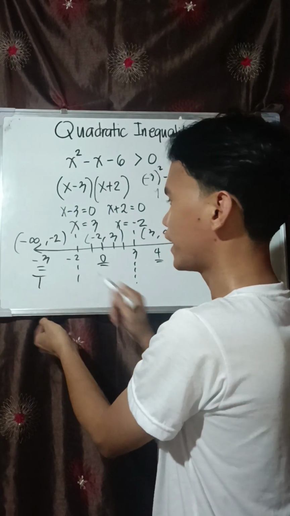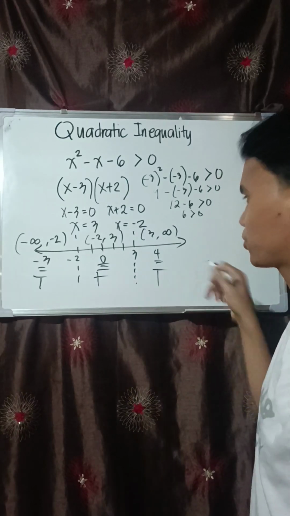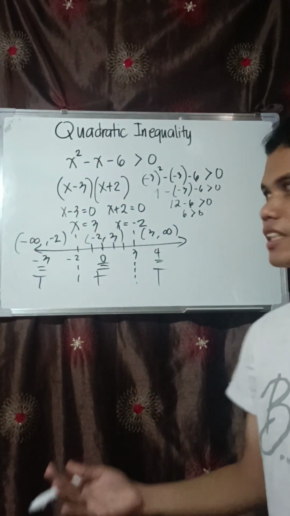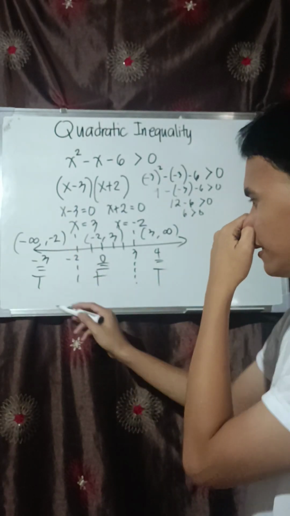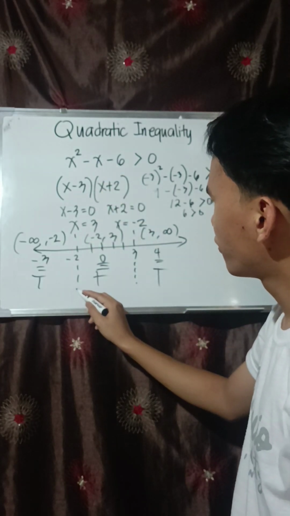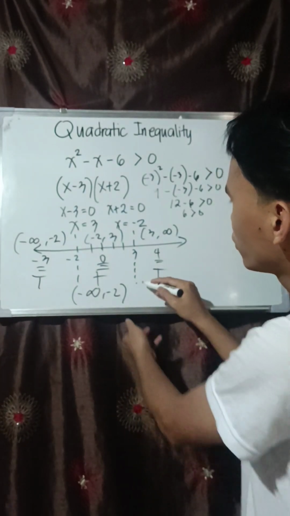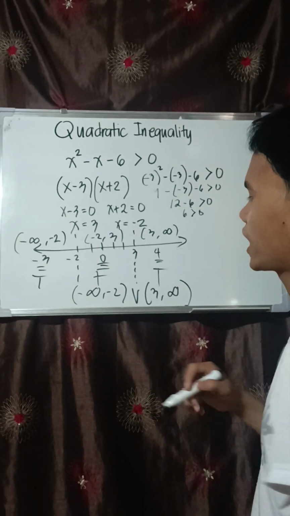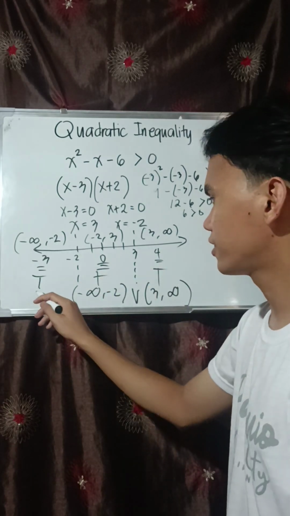We can say, if this is true, this is false, and this is also true in a quadratic inequality. Automatic yan. So, therefore, our solution set, our answer here, is from negative infinity to negative 2, union 3 to positive infinity. This is our answer for x.